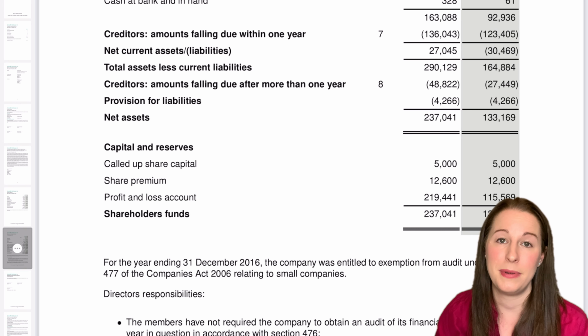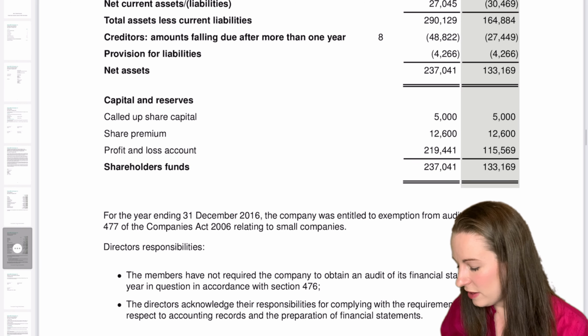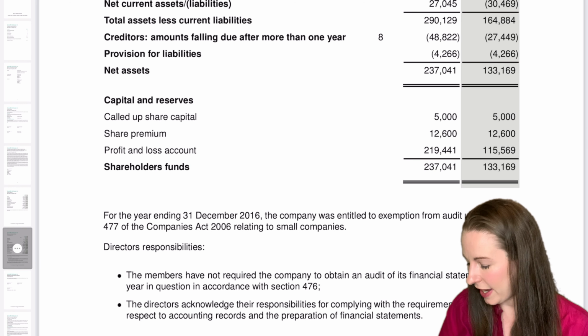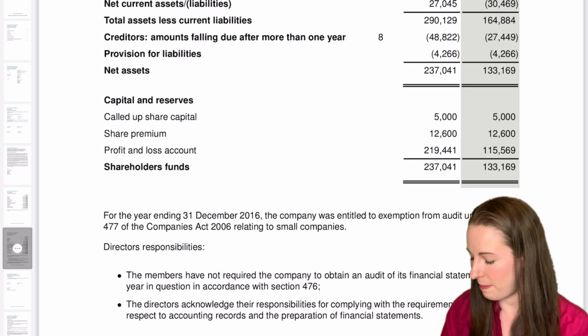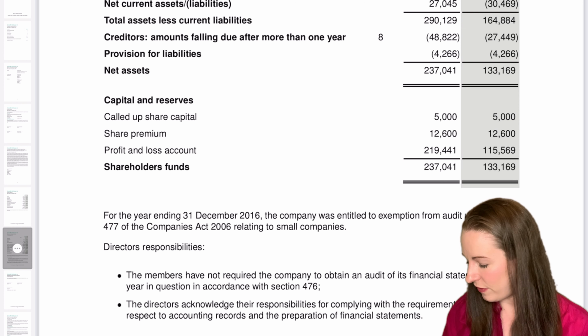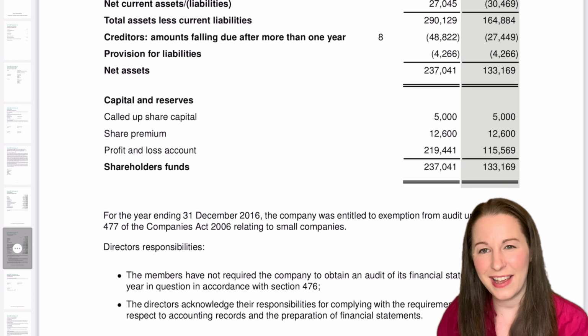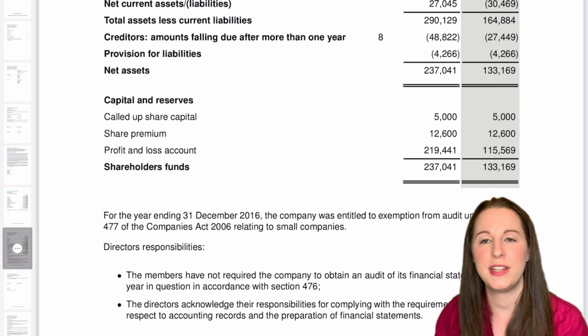in your lending position. We then at the bottom have our called up share capital, so this is who actually owns the company, and we'll then have our profit and loss account, and in property accounts we tend to maybe have a revaluation reserve as well.